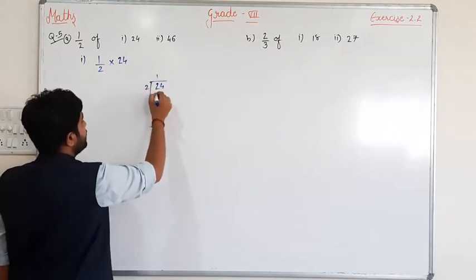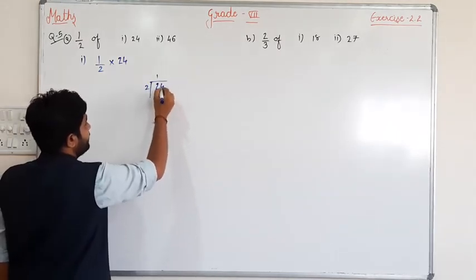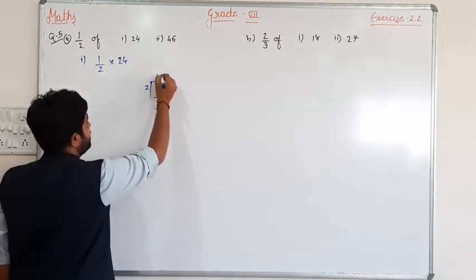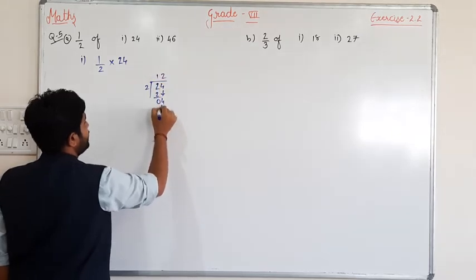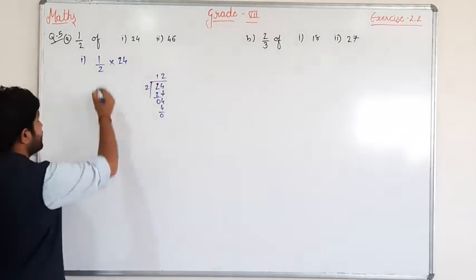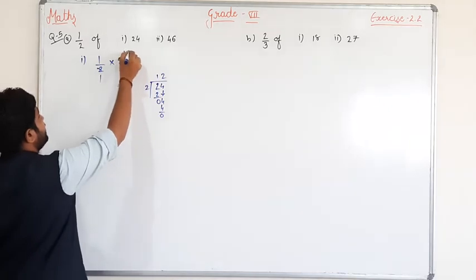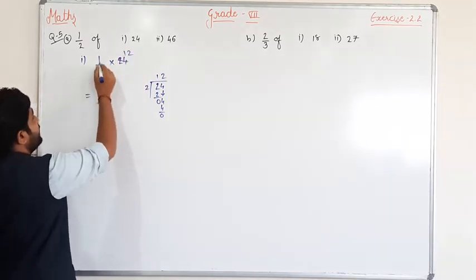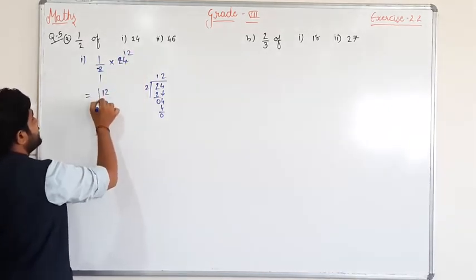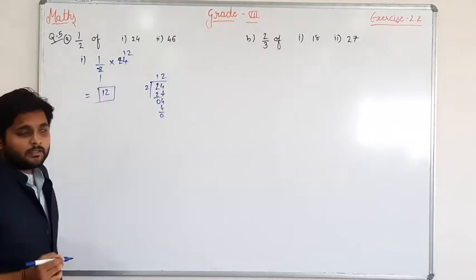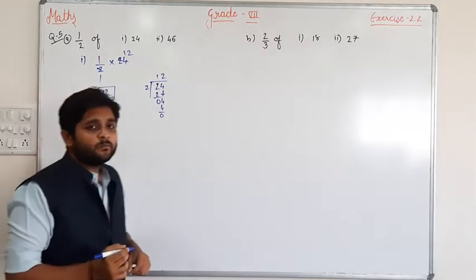2 1s are 2, 2 minus 2 is 0, and from outside 4 is brought downside. So 2 2s are 4. So 12 2s are 24, friends. So 2 1s are 2 and 12 2s are 24. So our answer will be 1 1 only, 12. So our answer is 12. Okay. Now our next question, 46.